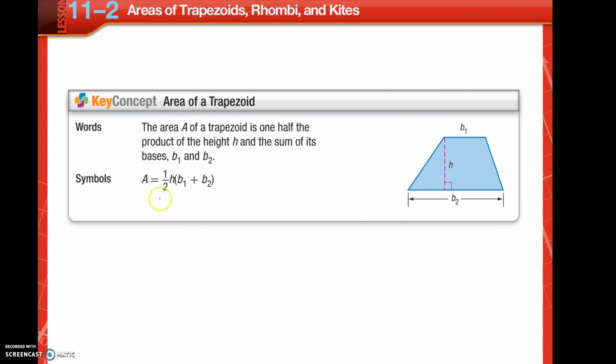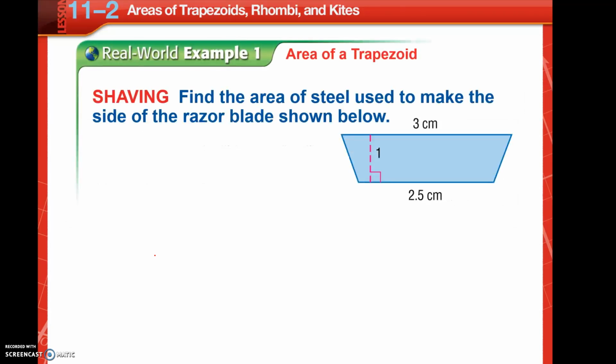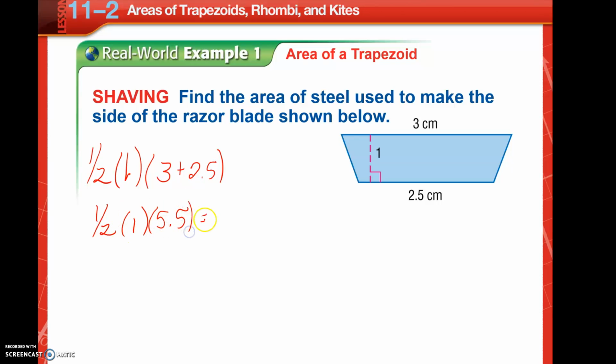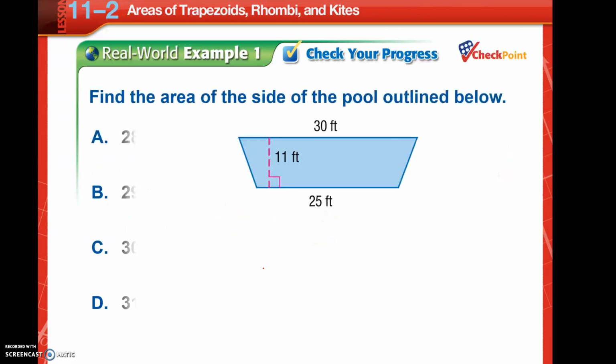So area of a trapezoid is 1/2 height times the base 1 plus base 2, and this is order of operations. Remember to do that first on there. So here 1/2 height is 1, because that's that perpendicular line to our bases, times 3 plus 2.5. So 1/2 times 1 times 5.5 equals 2.75 centimeters squared. Labels are very important because we're talking about square units, which are totally different than length units, linear units.